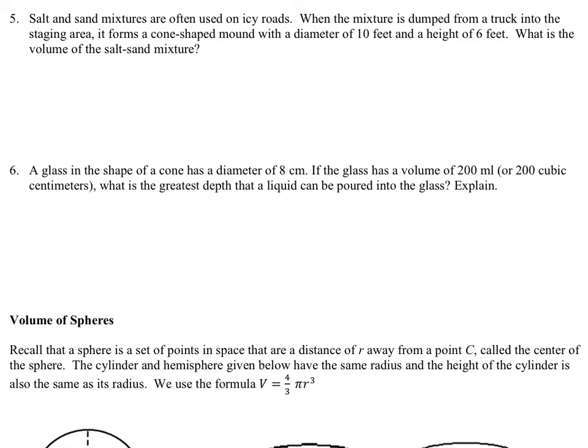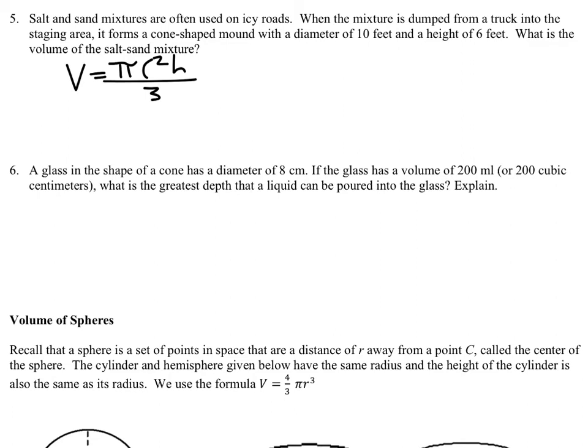Salt and sand mixtures are often used on icy roads. When the mixture is dumped from a truck into the staging area, it forms a cone-shaped mound with a diameter of 10 feet and a height of 6 foot. What is the volume of the salt-sand mixture? Well, once again, we're going to need the formula on this. The volume is pi times the radius squared times the height, all over 3.